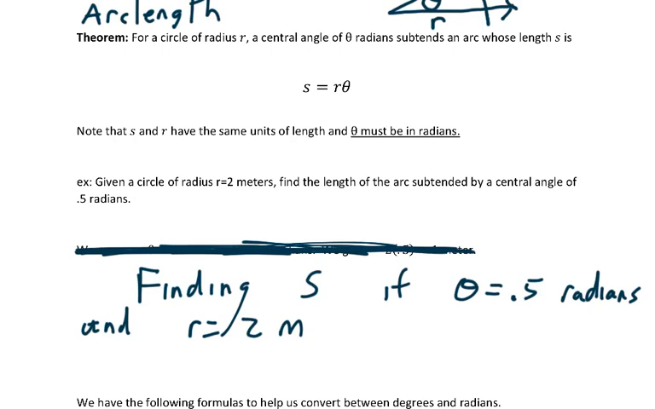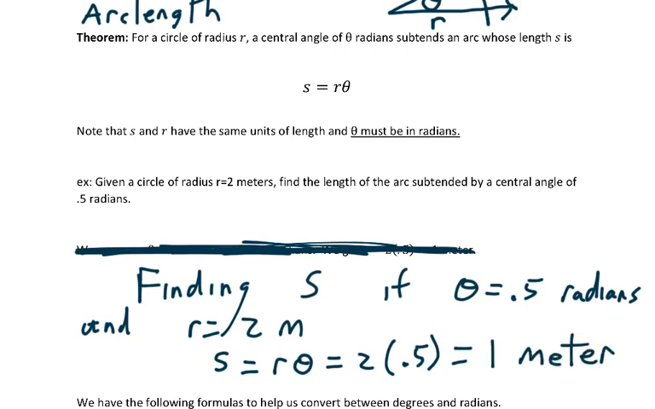Okay, so let's just use the formula. We get S is R times theta. So in this case, we're going to have 2 times 0.5, which turns out to be 1 meter. S and R, again, are going to have the same units of length. So S and R, in this case, are meters. Theta is radians. Okay, good.